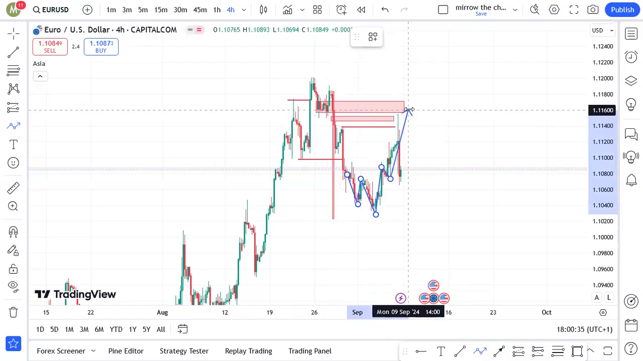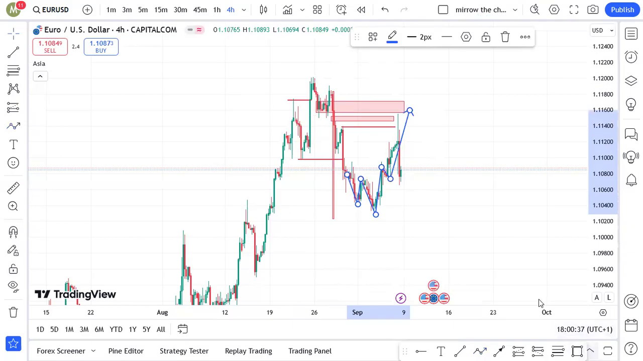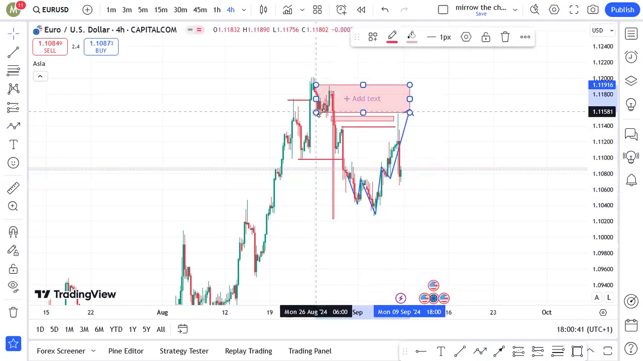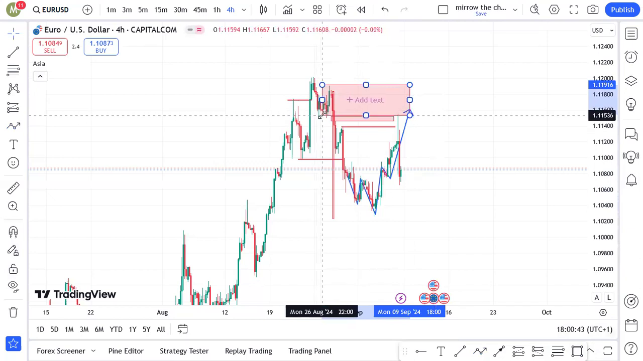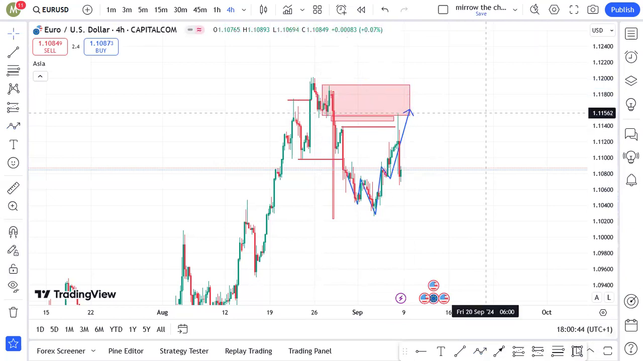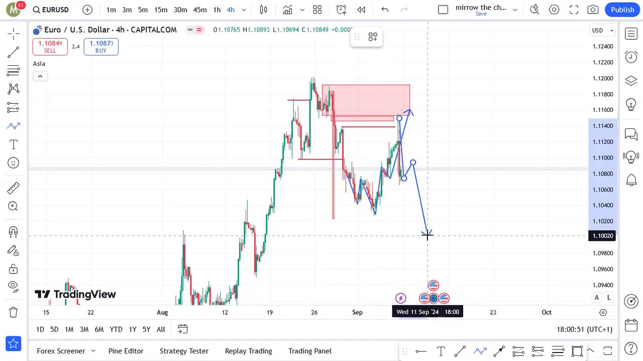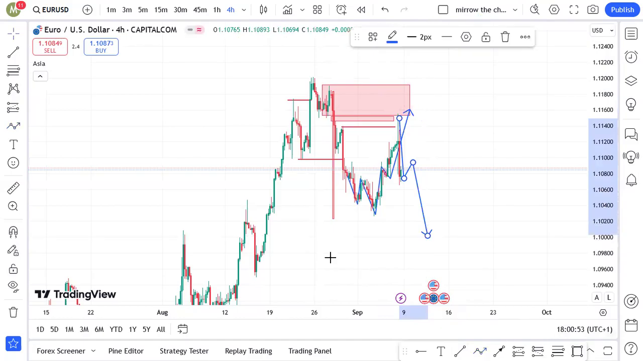And did what? And mitigated this one, both the order block and the breaker block. Price tapped into all of them, and did what? And started rallying down. And we expected it to continue down until do what? Until this range structure is completed.